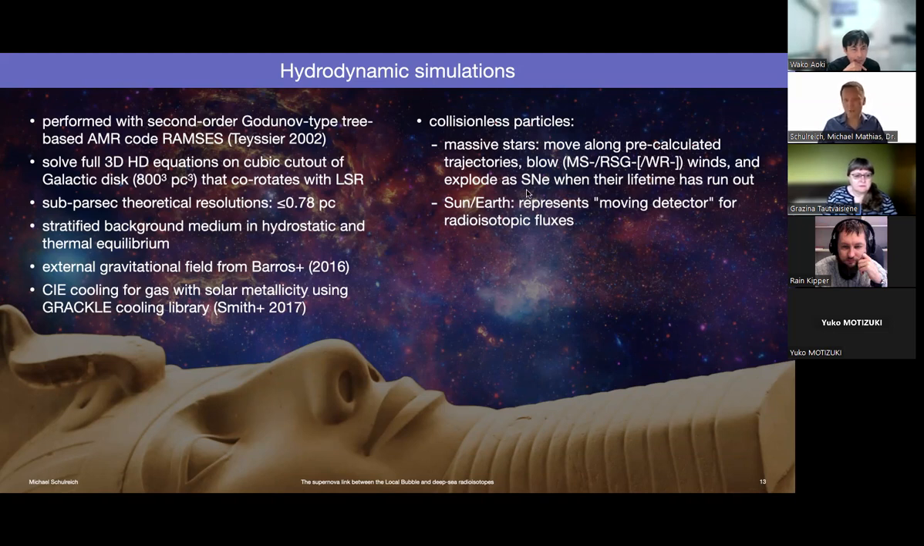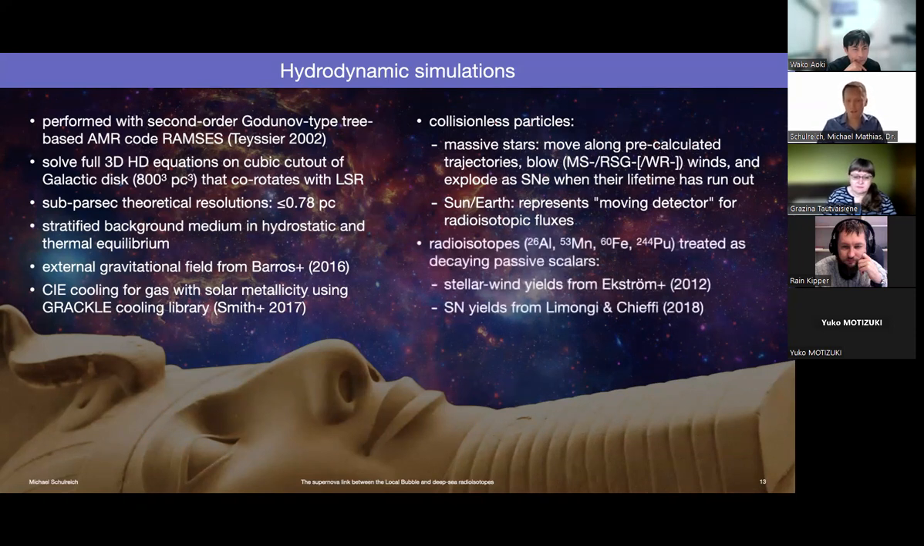The sun or Earth, between which we cannot distinguish due to the limited spatial resolution, assumes the role of a moving detector in these simulations for the radioisotopic fluxes that stem from the stellar feedback. And talking about these radioisotopes, these are the four already mentioned ones we included in our simulations and treated them as passive scalars, decaying passive scalars, which are quantities that behave like ink drops that are dispersed in a liquid. Only aluminum-26 is released via stellar winds, for which we use the yields of Ekström and co-workers, and the supernova yields for aluminum-26, manganese-53, and iron-60 were taken from the rotating recommended model of Limongi and Chieffi. In order to consider only the amounts released in the course of the formation of the local bubble, we set their initial concentrations equal to 0. So our model always gives the lower limits.